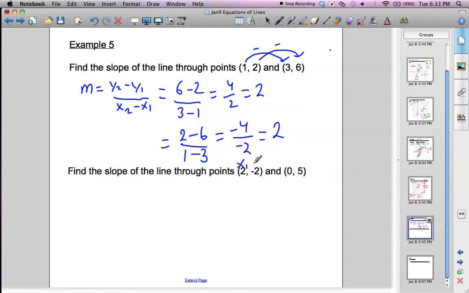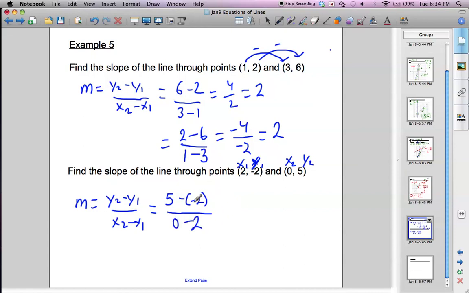Let's just call this x1, y1, x2, y2, and let's go ahead and use our equation to find the slope. Slope equals y2 minus y1 over x2 minus x1, which equals, now let's be very careful, this is where mistakes often happen. We're doing 5 minus negative 2. Not just 5 minus 2, it's 5 minus negative 2 over 0 minus 2.